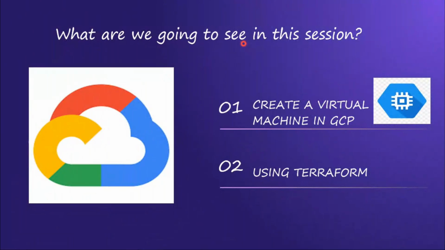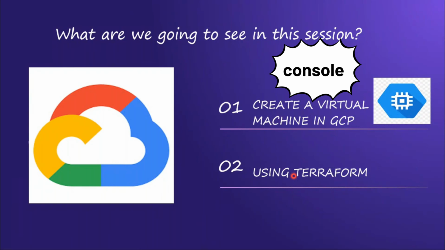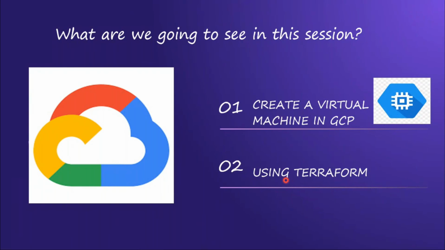In this particular session, we are going to discuss the following important things. The first thing is we are going to understand how to create a virtual machine in GCP using GCP Cloud Console. The second thing is we are going to create a similar kind of virtual machine but using Terraform configuration file. To create a VM in GCP Cloud Console, we need to have a free tier GCP account. And in that GCP Cloud Console only, we are going to create this particular virtual machine.